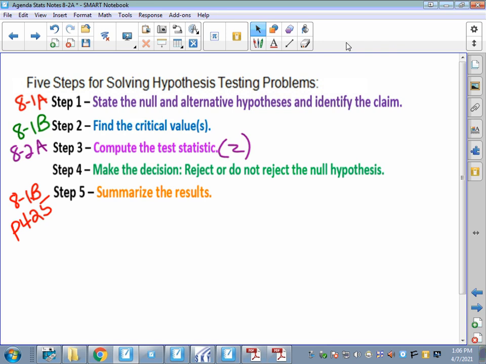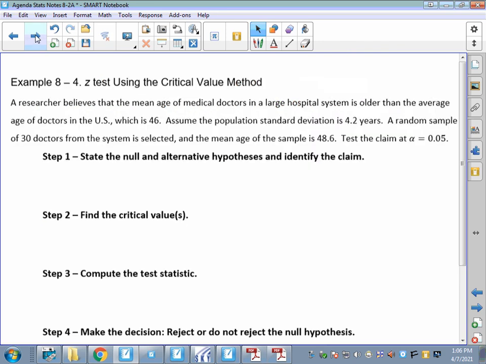So let's do a couple of examples so that you've got something to look at. Example 8.4, z-test. A researcher believes that the mean age of medical doctors in a large hospital system is older than the average age of doctors in the US, which is 46. Assume the population standard deviation is 4.2 years. A random sample of 30 doctors from the system is selected, and the mean age of the sample is 48.6. Test the claim at alpha equals 0.05.